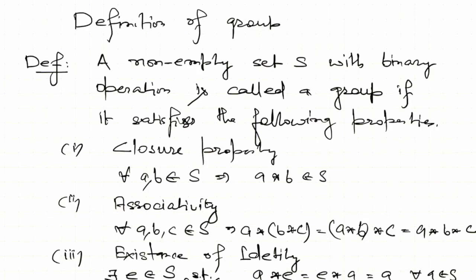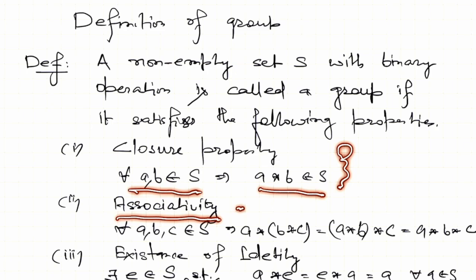Definition of the group. A non-empty set S with a binary operation, say star, is called a group if it satisfies the following properties. First property is closure property. Closure property is what? If a, b belong to S, then a star b belongs to S. Second property is associative, that is, the group operation must be associative.